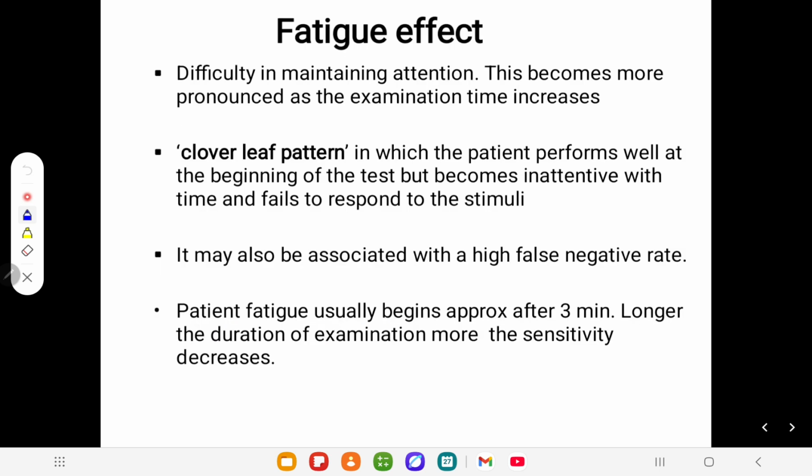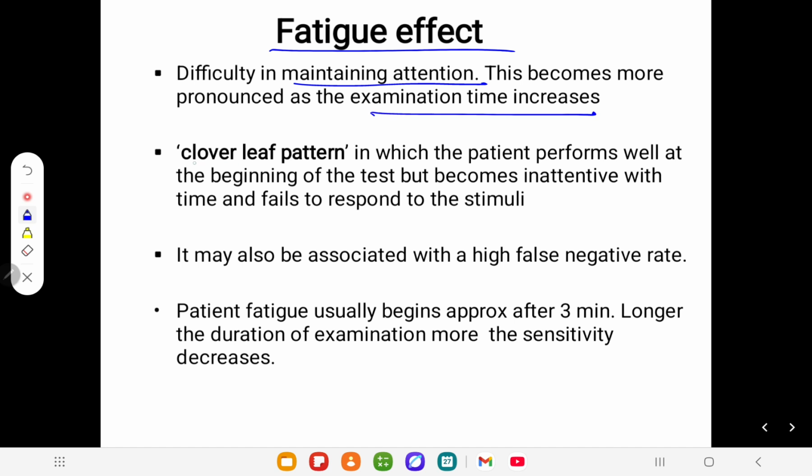Fatigue effect is a real effect, you can see this effect, especially in patients who cannot concentrate and get fatigued, with difficulty maintaining attention. That's why we always want to finish the test as soon as possible, so that we can prevent the patient from becoming fatigued, isn't it? This becomes more pronounced as the examination time increases. That's why examination time matters.